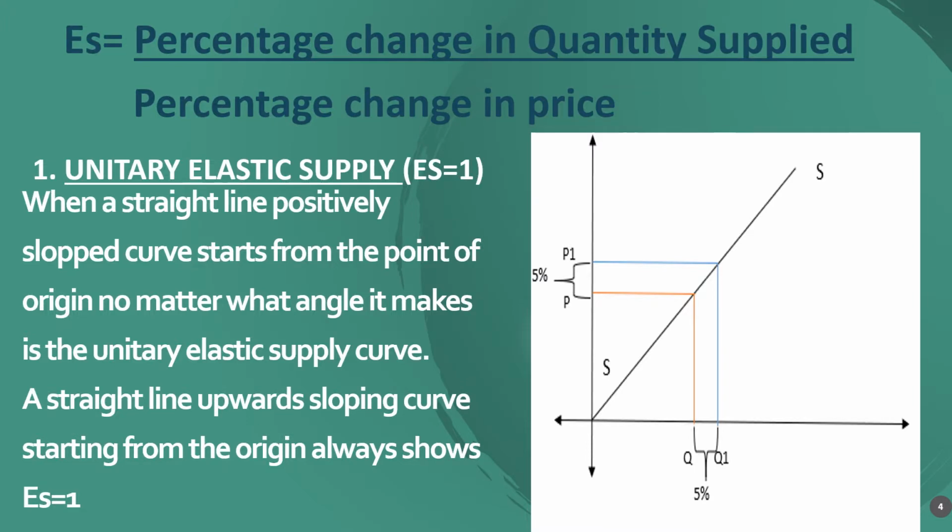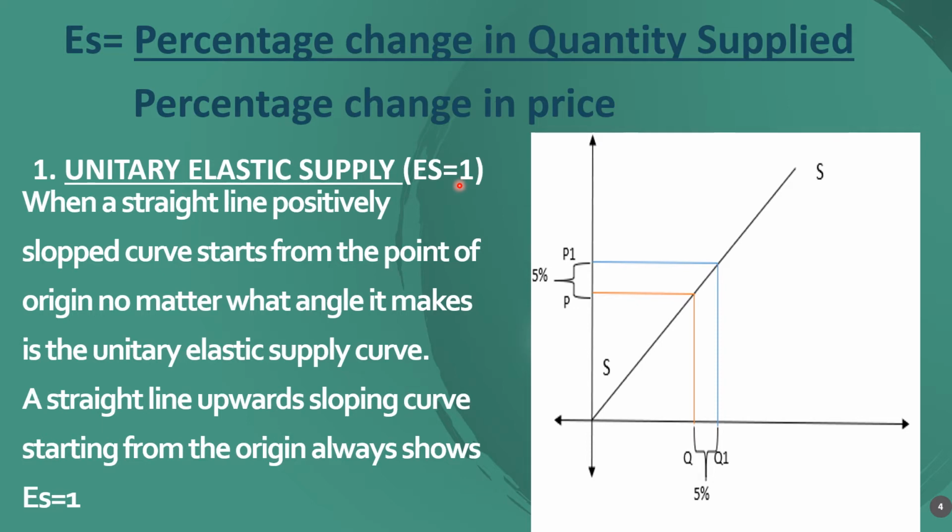I have put up before you the formula to find elasticity of supply. Elasticity of supply, ES, equals percentage change in quantity supplied upon percentage change in price. We will be learning about three types of elasticities of supply. The first one being unitary elastic supply, that is ES equals 1.